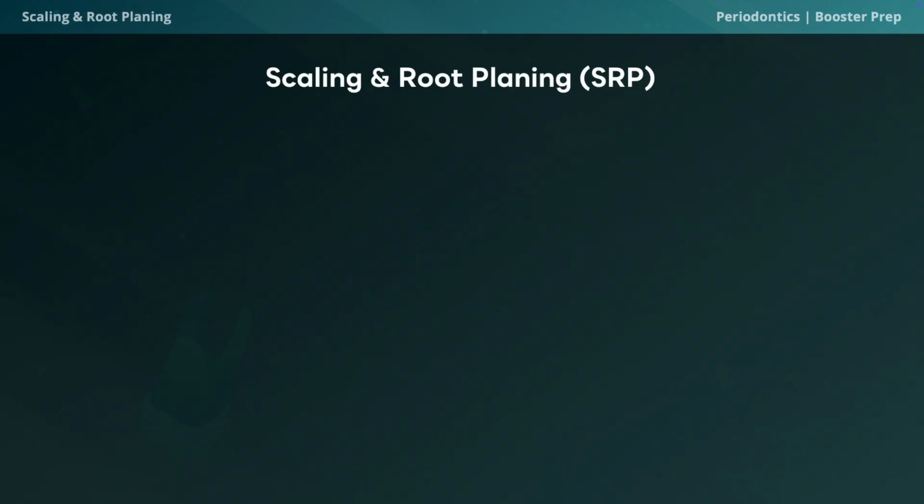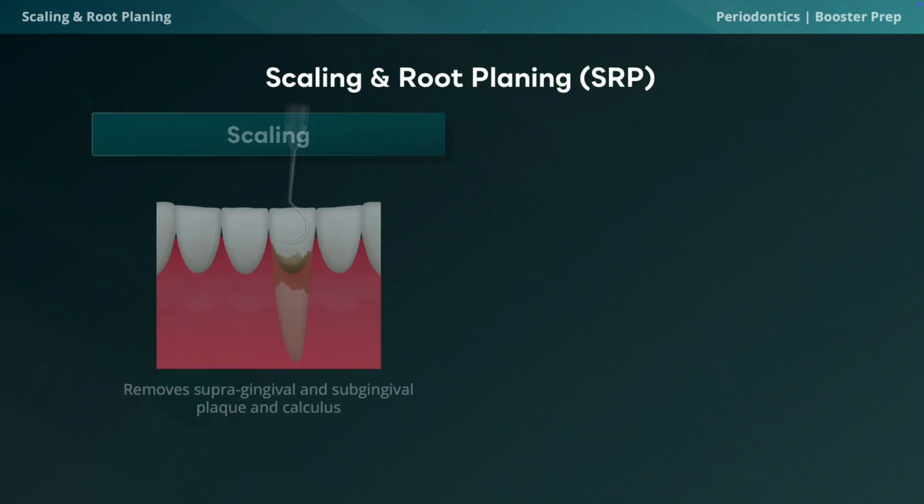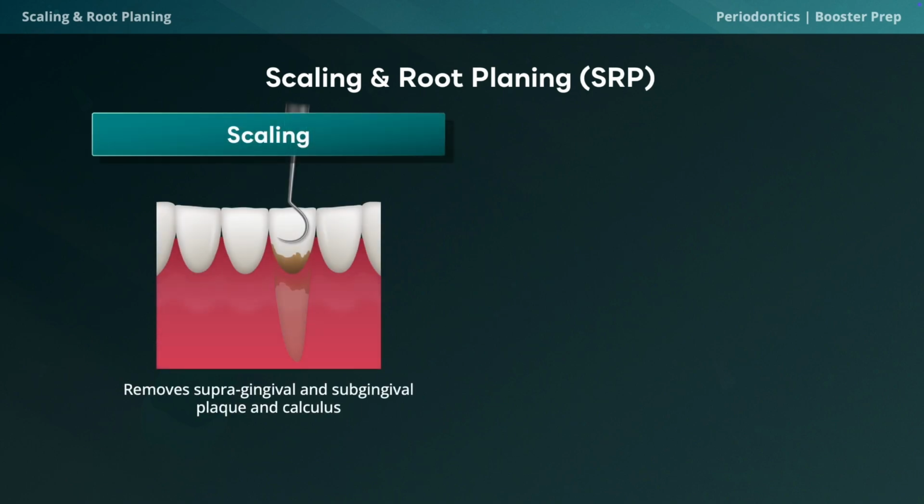Let's talk about scaling and root planing, or SRP. This is the first-line treatment for periodontitis, and it's one of the most important steps in non-surgical therapy. The non-surgical phase, initial therapy, whatever you want to call it. So here's how it works. Scaling revolves around removing plaque and calculus from above and just below the gum line, removing it like so.